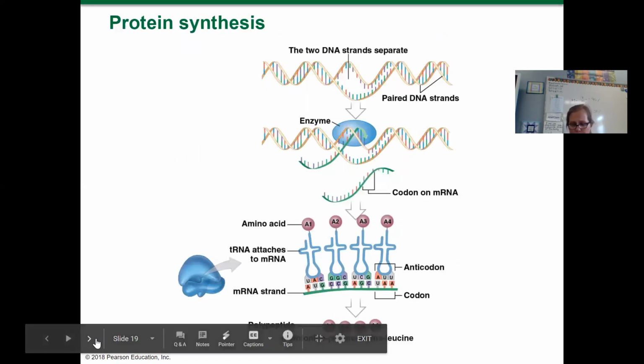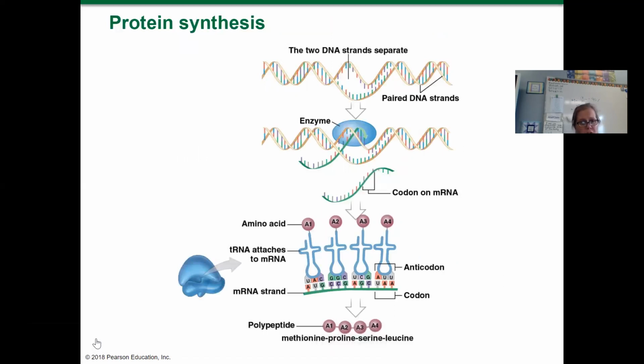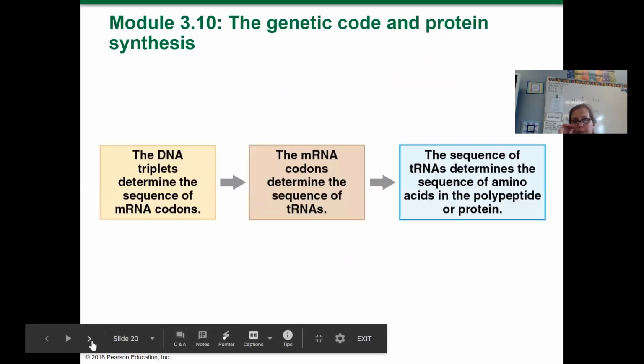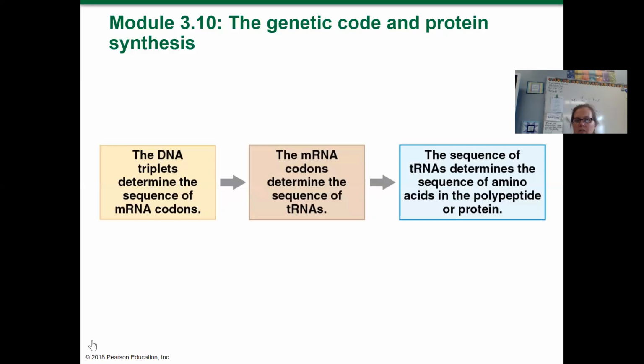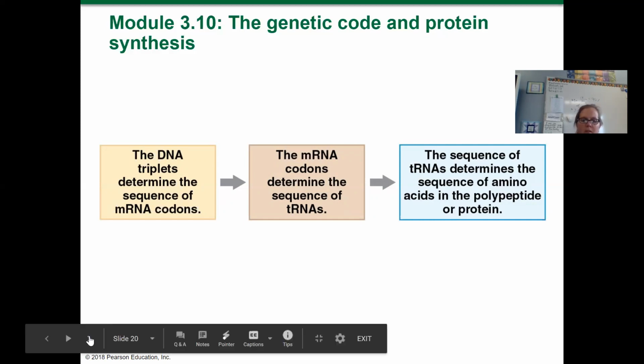And this is the overview, which is also on page 113 in your textbook. So the flow of synthesis here: the DNA determines the sequence of mRNA codons. The mRNA codons determine the sequence of the tRNAs. The tRNA determines the sequence of the amino acids of the polypeptide chain. So you can see the flow from DNA to mRNA to protein.